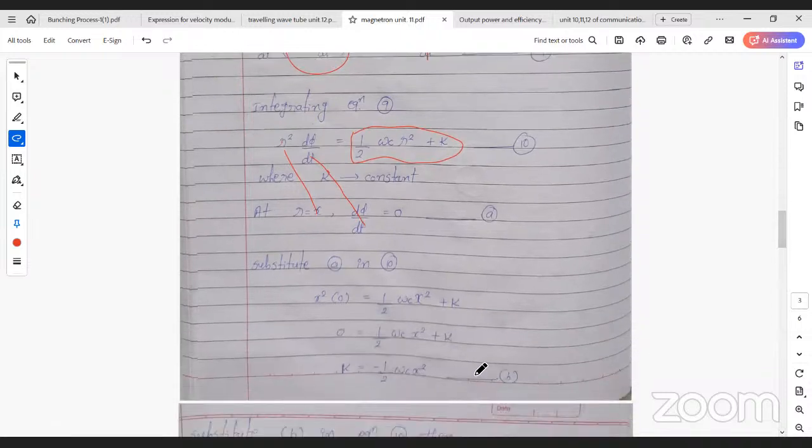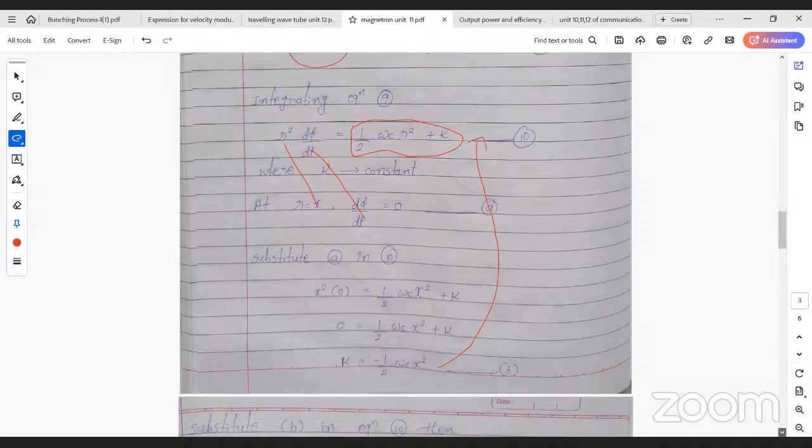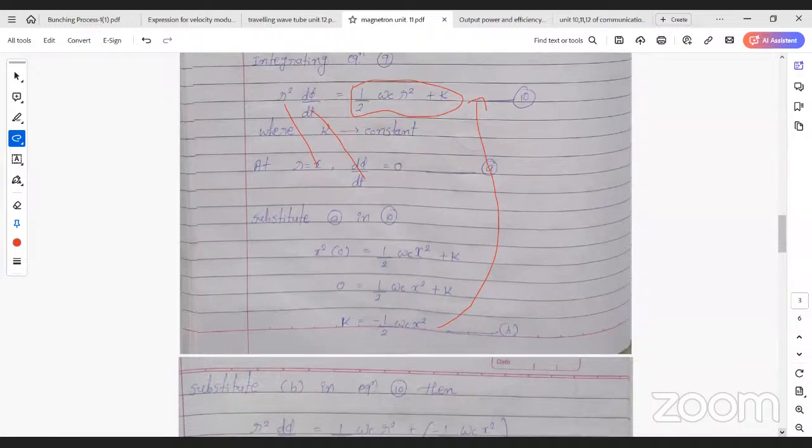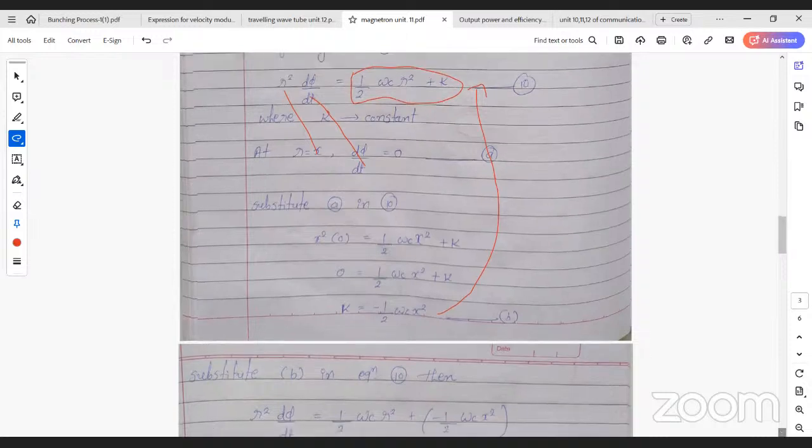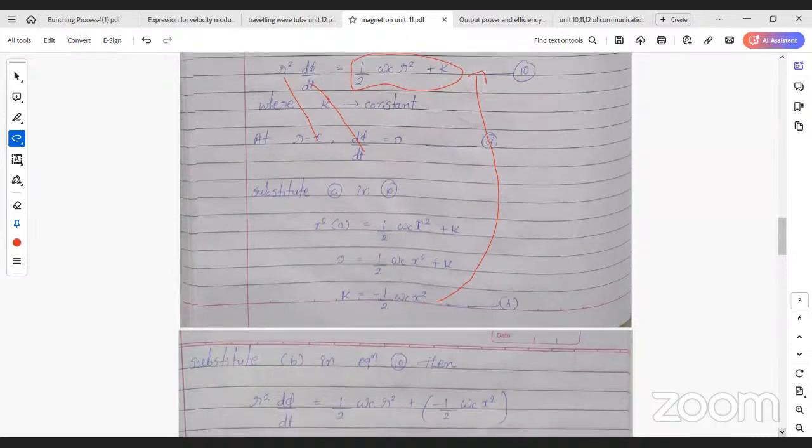We got the k value. Now what am I doing? This k is again substituted in the 10th equation, and we will cross check what happens. This k is represented as equation b. Equation b is substituted in the 10th equation. So what will we get? r square d phi by dt equals 1 by 2 omega c r square, and in place of k, I am substituting minus 1 by 2 omega c x square.